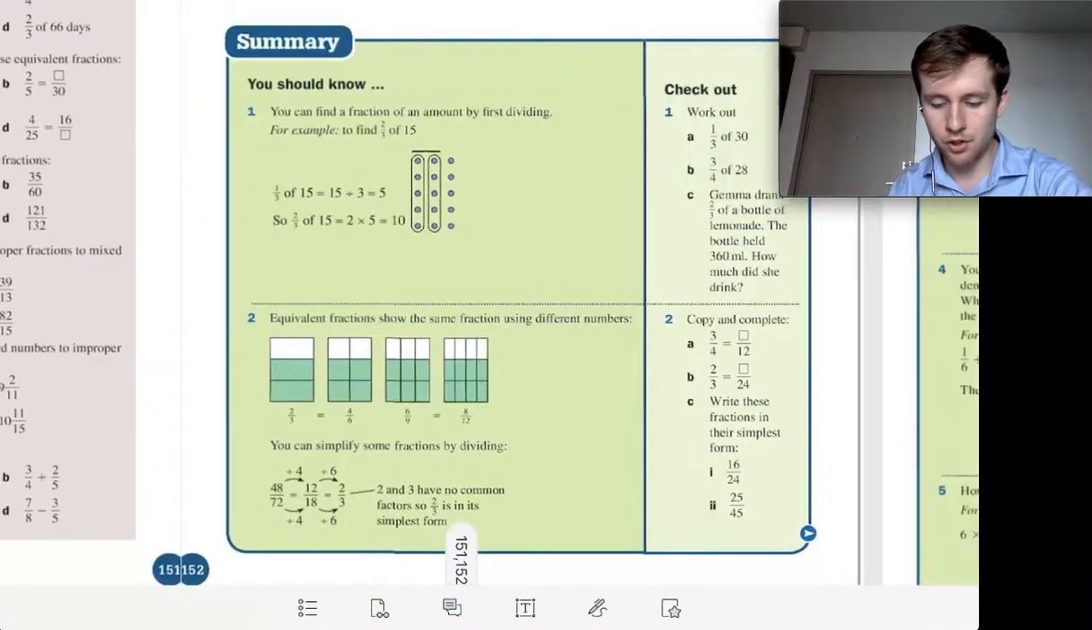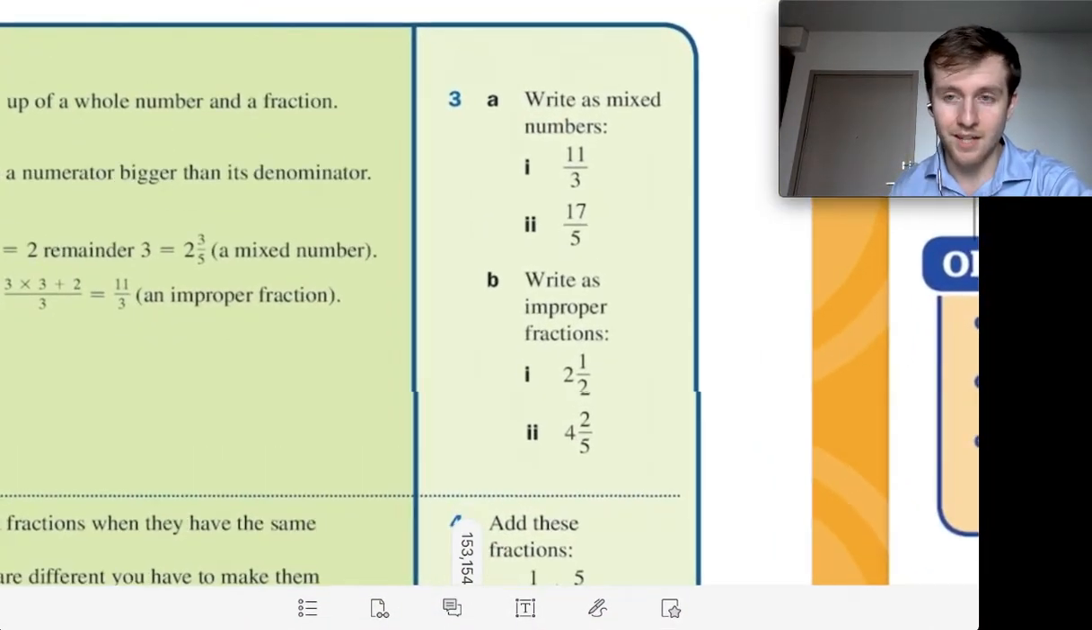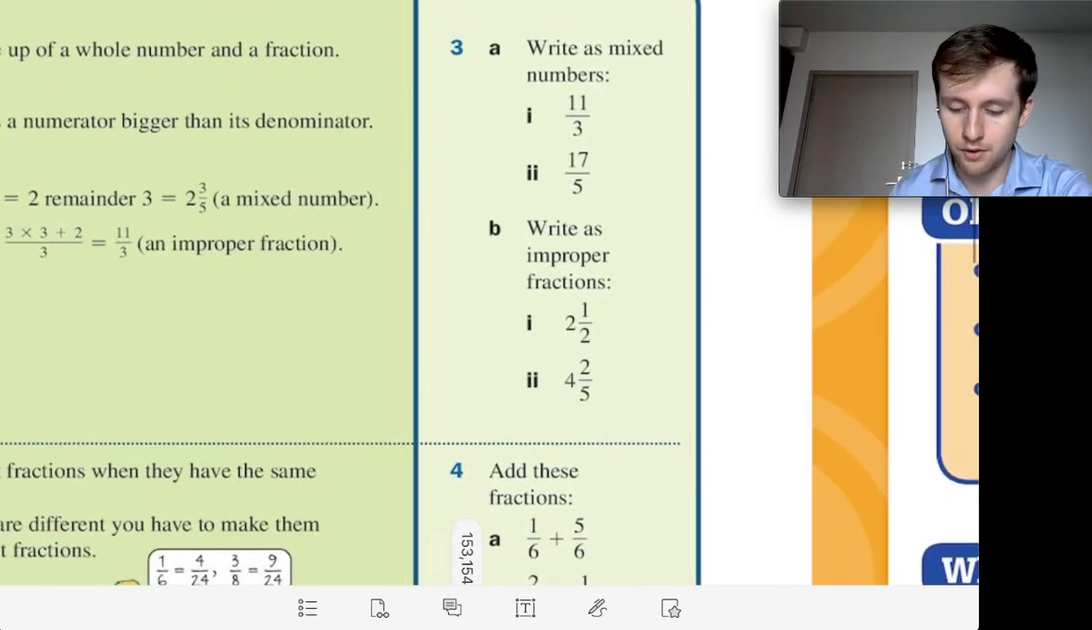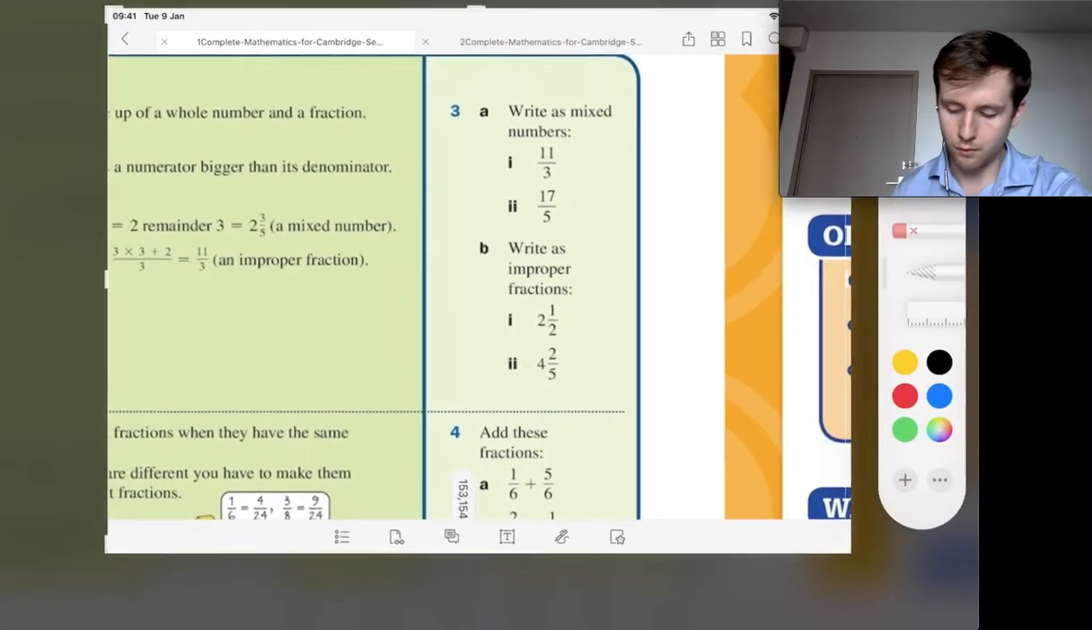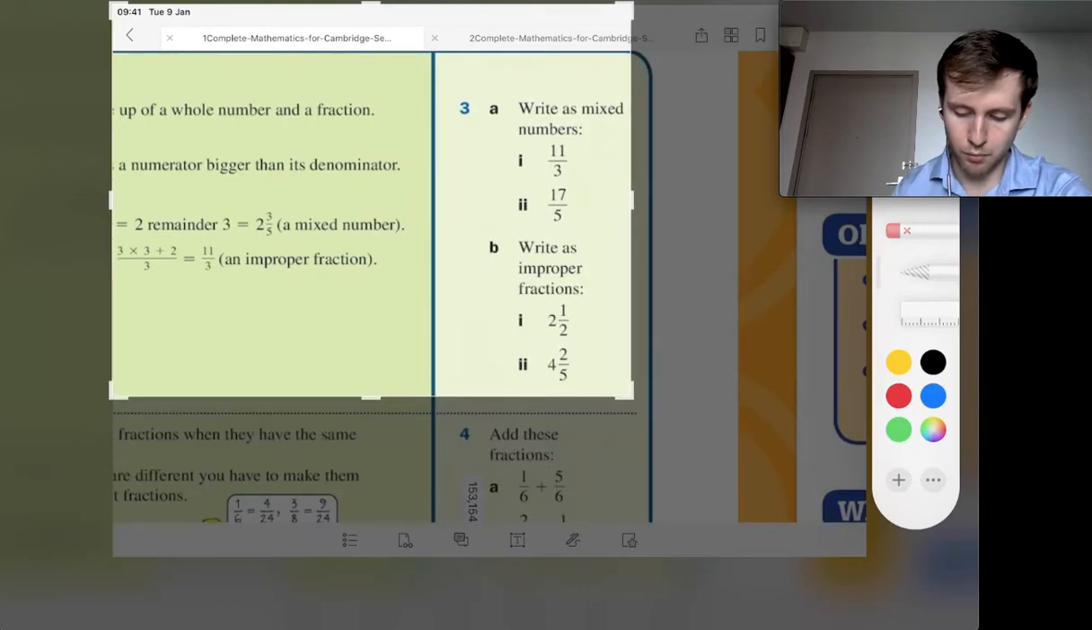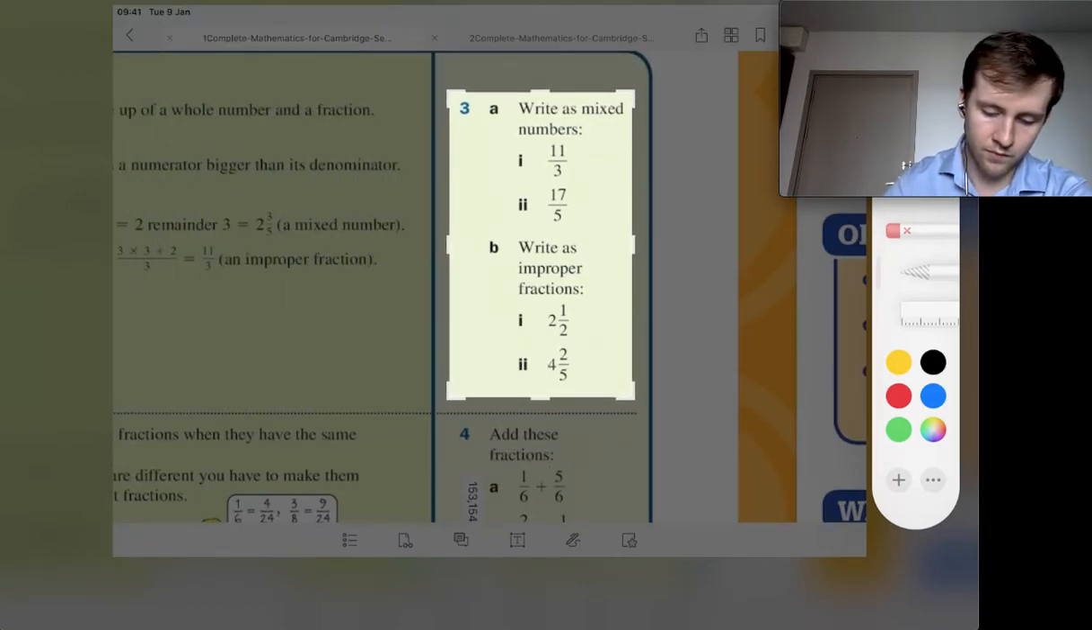Fractions. Write as mixed numbers. Let's do this as well. And then write as improper fractions.